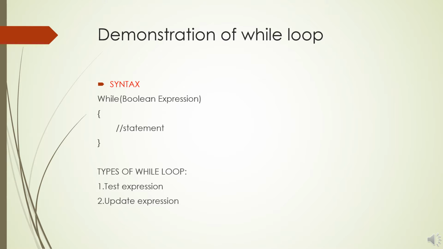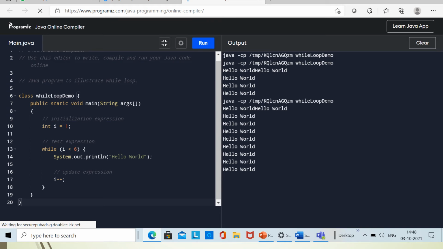A while loop is divided into two parts: the test expression and the update expression. In the test expression, we have to test the condition. If the condition evaluates to true, then we execute the body of the loop and go to the update expression. Otherwise, we exit the while loop. The second one is the update expression. After executing the loop body, this expression increments or decrements the loop variable by some value. The following program is a demonstration of the while loop.